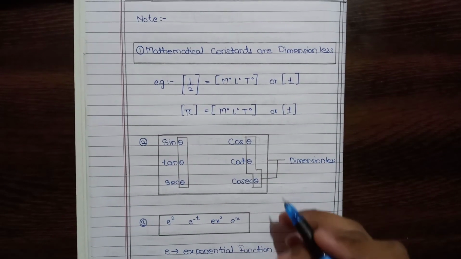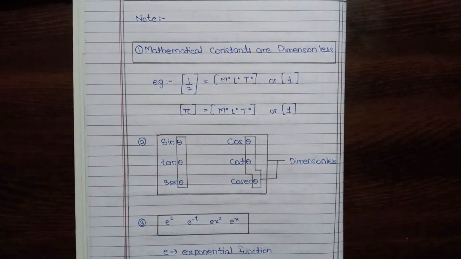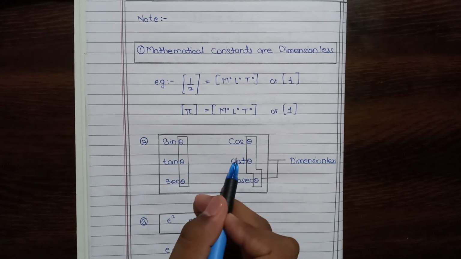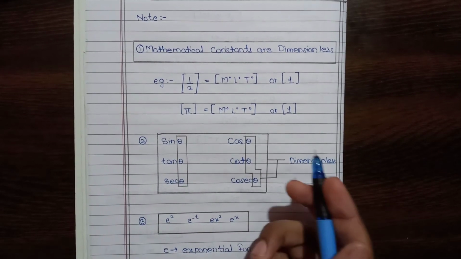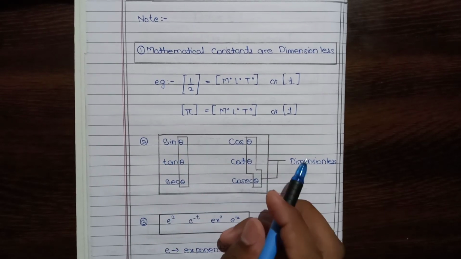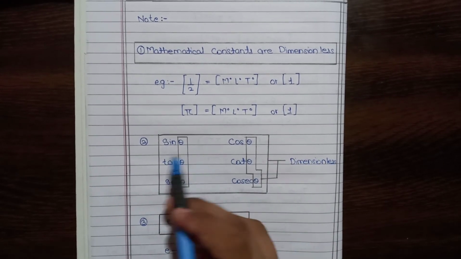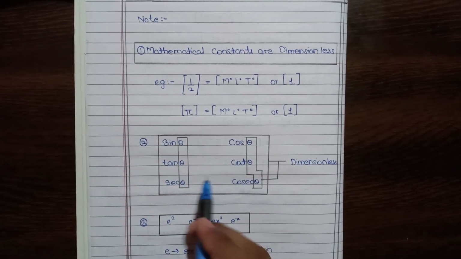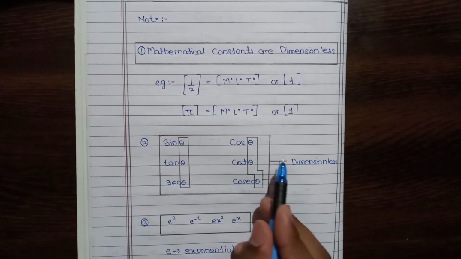Now the next one is that all the trigonometric functions are also dimensionless. See, sine, cos, tan, cot, sec, cosec can possess dimensions, but the theta attached to them does not possess any dimensions, and that theta makes the whole of sine theta, cos theta, tan theta, cot theta, sec theta, and cosec theta dimensionless.